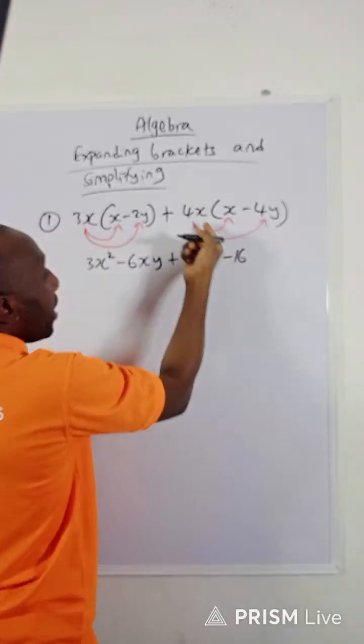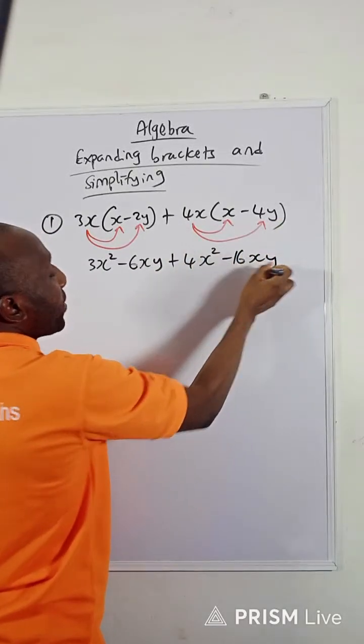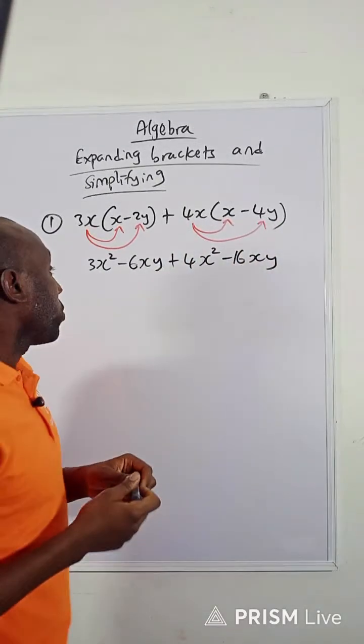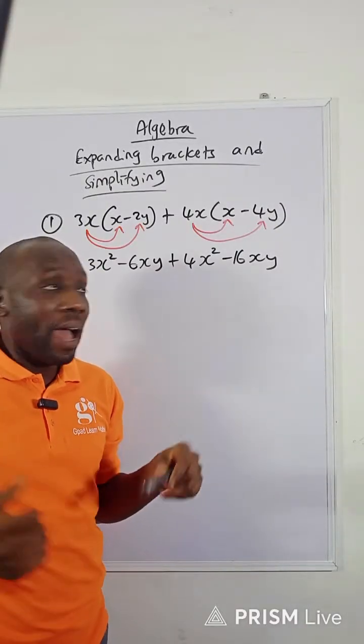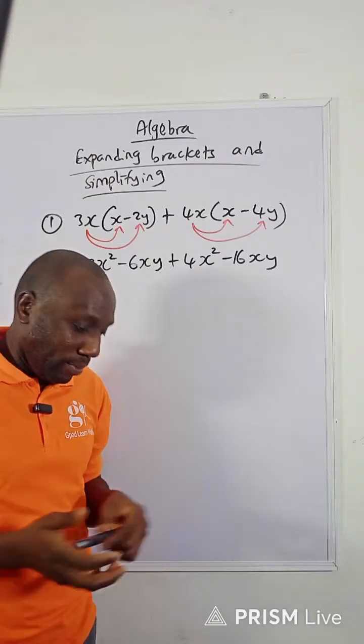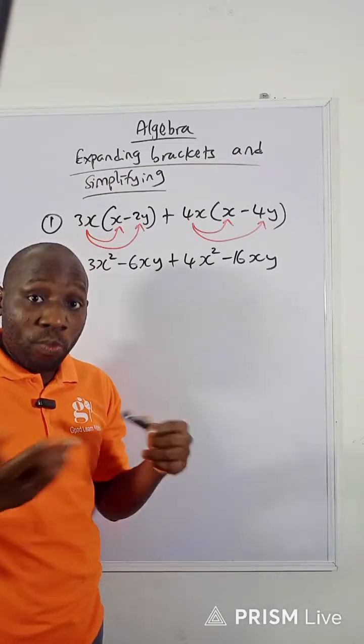Negative 16. And then x times y is what? xy. You see what I've done? What I've just done is that I have expanded. I have opened the bracket. Are you with me? I have opened the bracket.